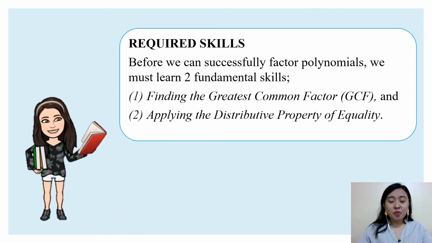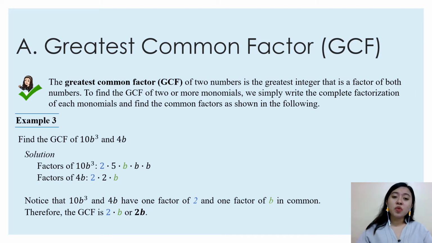Now, before you can factor polynomials, you need to have these two skills. First one is finding the greatest common factor, or the GCF, and applying the distributive property of equality. First, let's start with the greatest common factor, or the GCF. The greatest common factor of two numbers is the greatest integer that is a factor of both numbers. To find the GCF of two or more monomials, we simply write the complete factorization of each monomial and find the common factors as shown in the following.